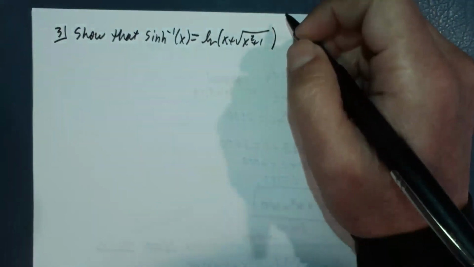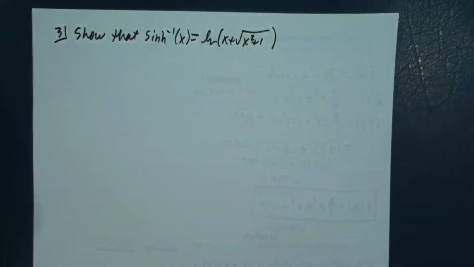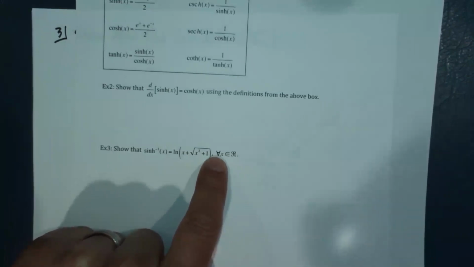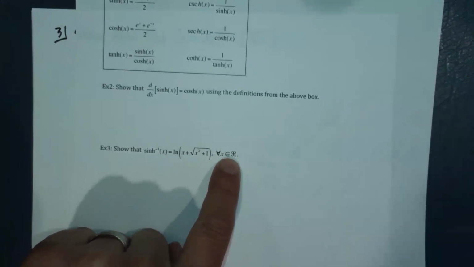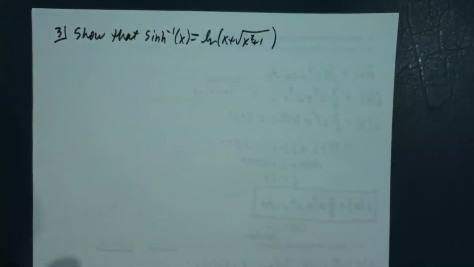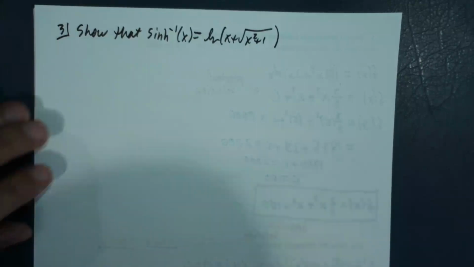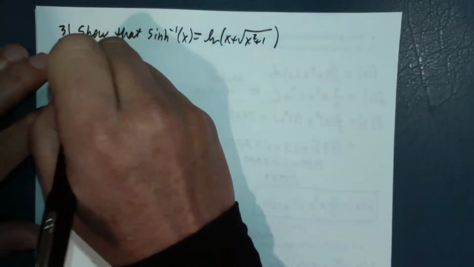And that's for all x. This is for any value of x that's a real number, is what this means. So the upside down A means for all x, and this symbol here means an element of, and this symbol here represents the real numbers. Real numbers meaning no complex numbers. We're not taking square root of negatives. Okay, so we are going to start with our definition.